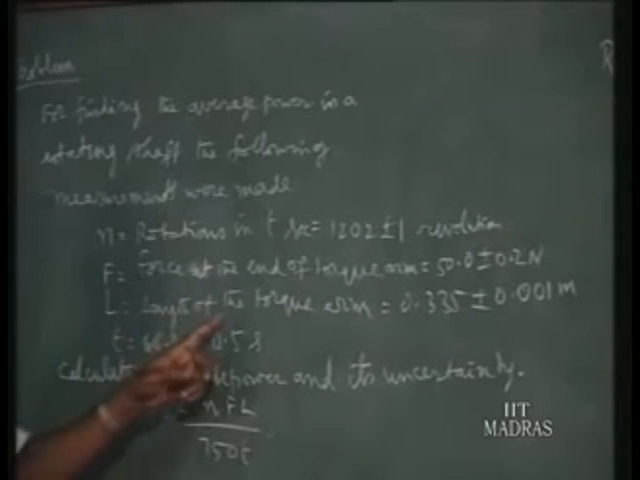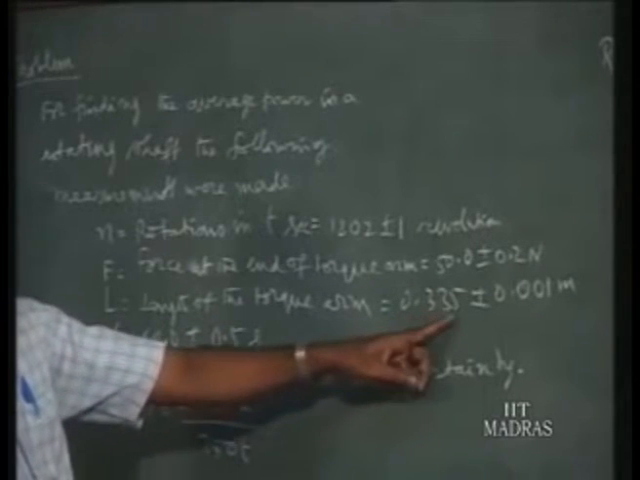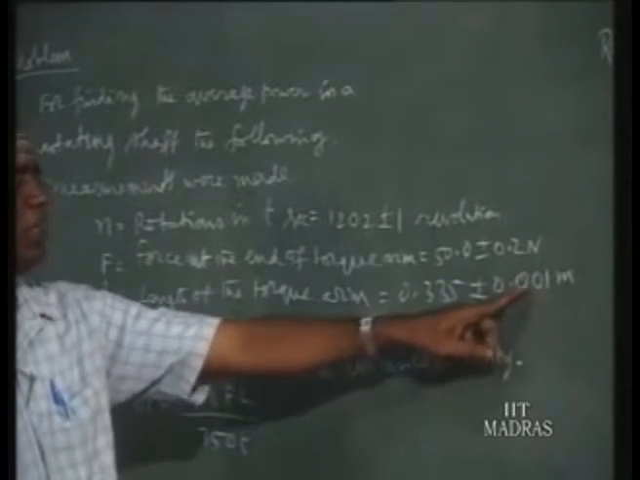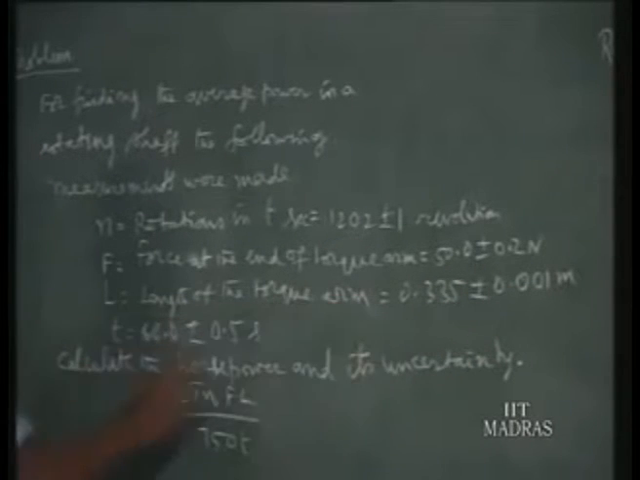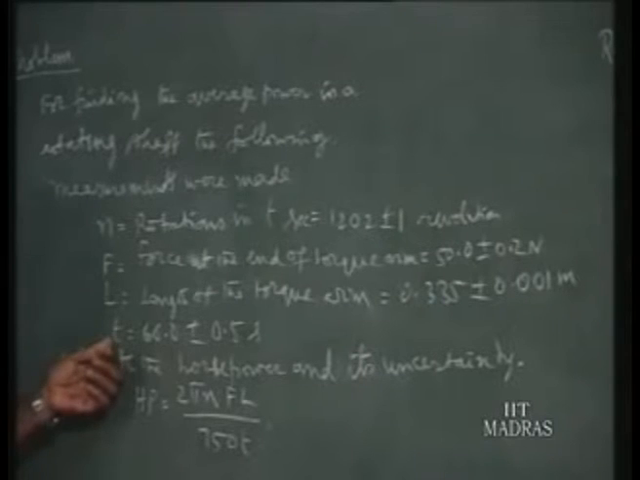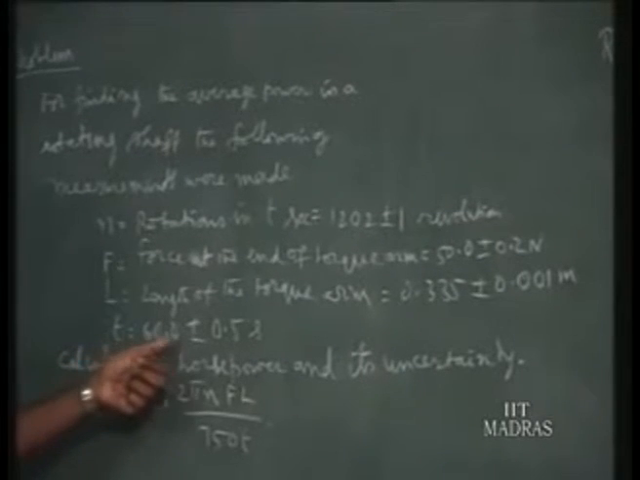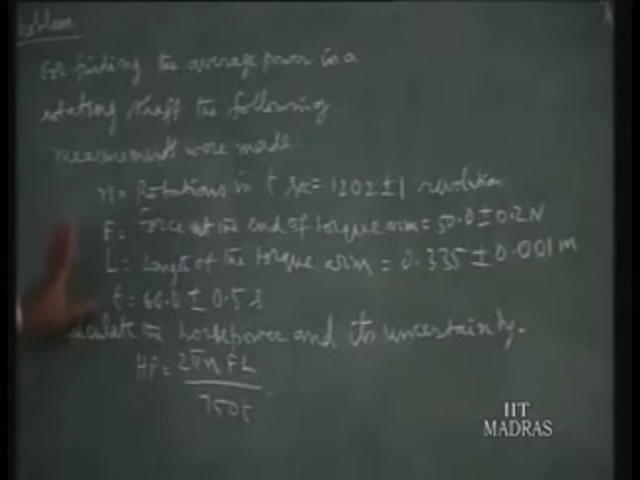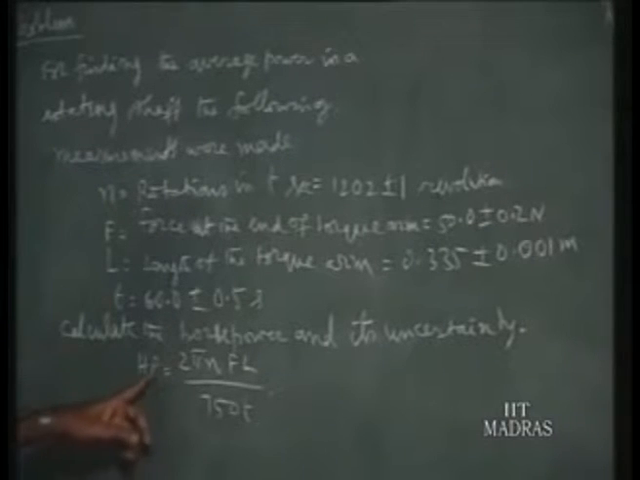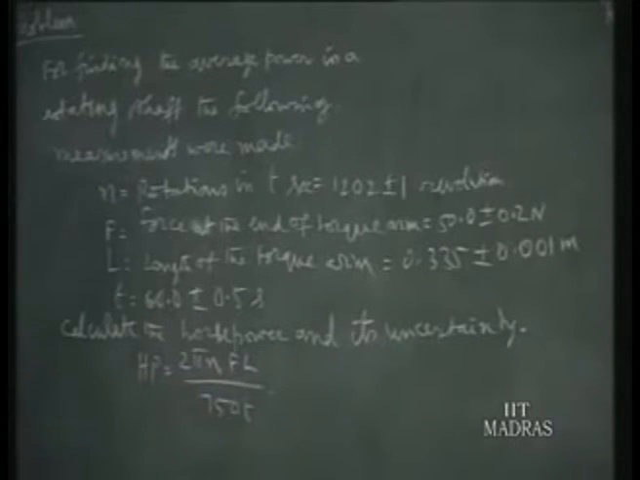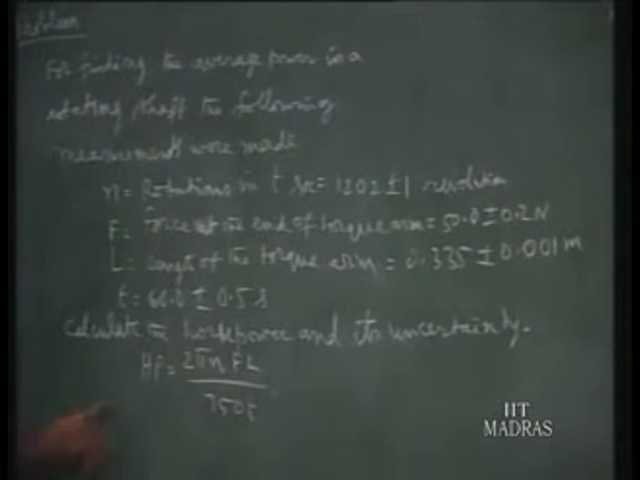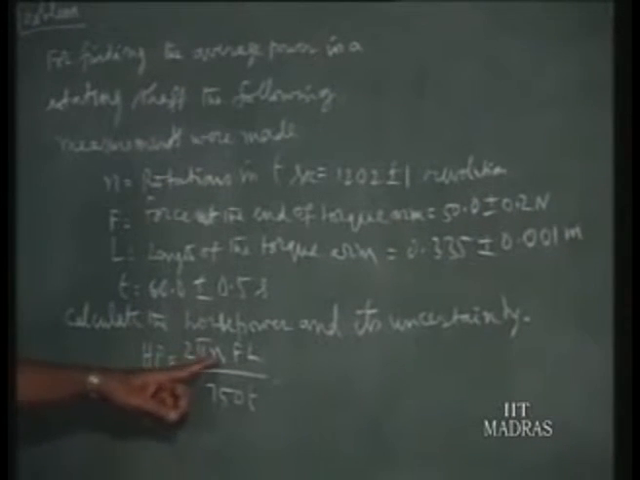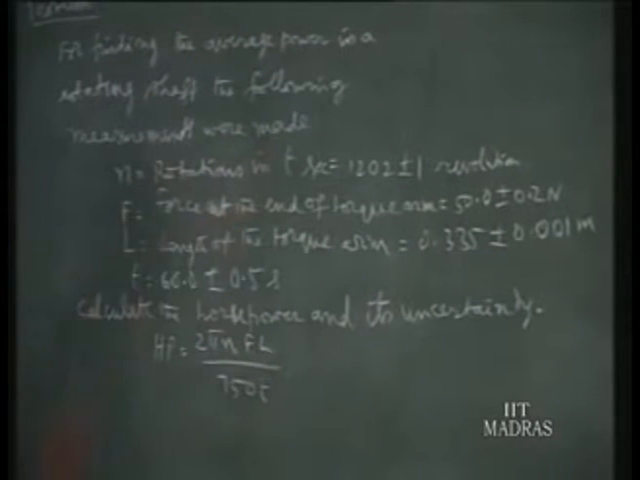And the length measuring instrument gives the torque arm as 0.335 meter plus or minus 0.001 meter, that is 1 mm is the error in the measurement of the length of the torque arm. And with the time piece we are measuring the time, 60.0 second plus or minus 0.5 second is the error of that time piece. So, we have measured these quantities. With this we are going to compute the horsepower by using this formula. In this case, what is the error of the horsepower? Because in measuring n, f, l, t we have got different errors, and what will be the error of the computed value horsepower? That is our problem.